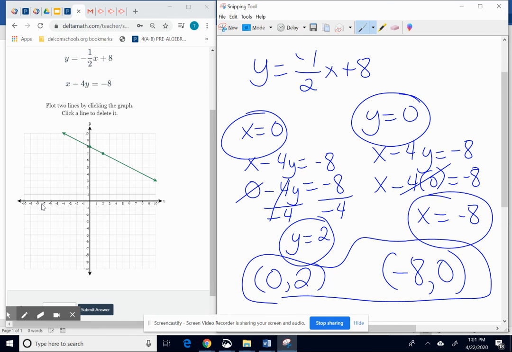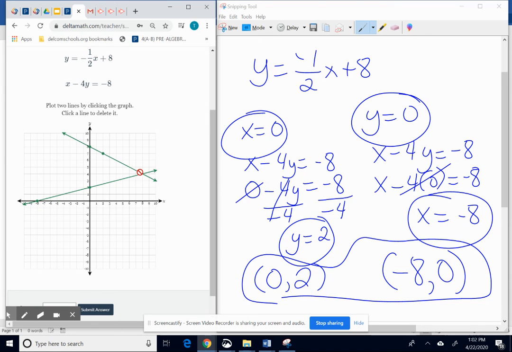I'm going to find (0, 2): travel along the x-axis to find 0, go up to 2. Click. My second point, (negative 8, 0): go along the x-axis first, find negative 8 on the x-axis, and don't go up or down at all. Click. So I have my second line. I did it by using my friend 0 twice. I put 0 in for x, and then I put 0 in for y.